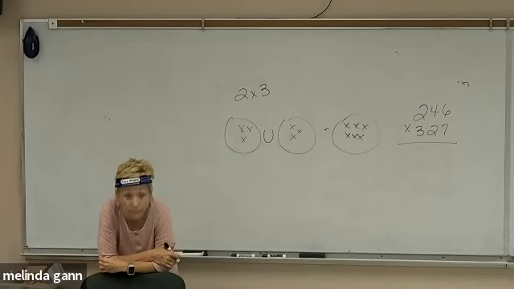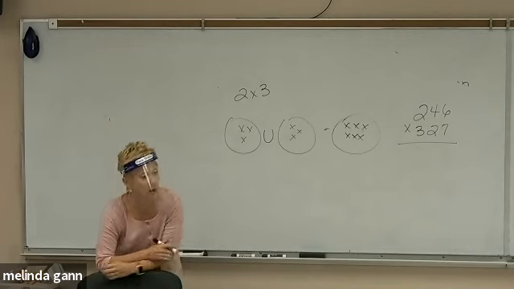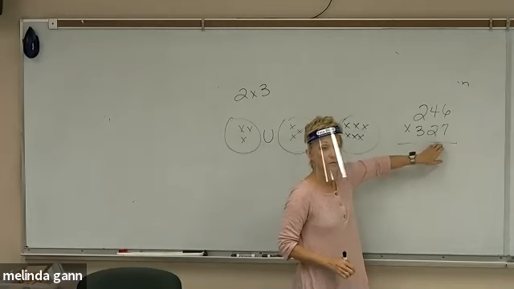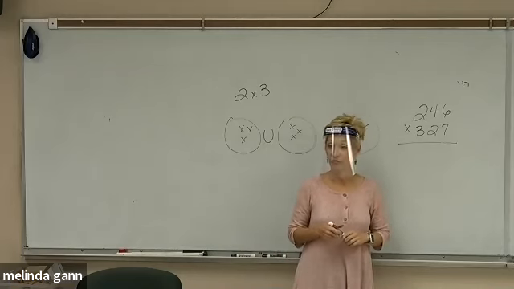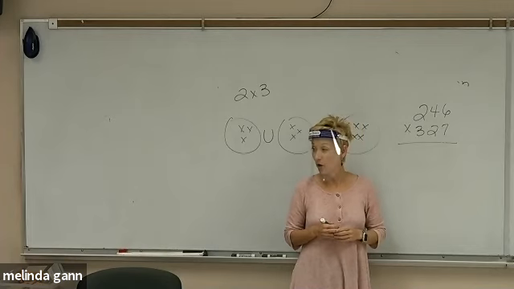You multiply 6 and 7. Okay, so I'm going to do 6 and 7. So what's that give me? 6 times 7 is what? Anybody? 42. Do I write down 42? Okay, what do you want me to do? You don't want to write down 42? What do you want me to do? Put down the 2. Put down the 2 and what?